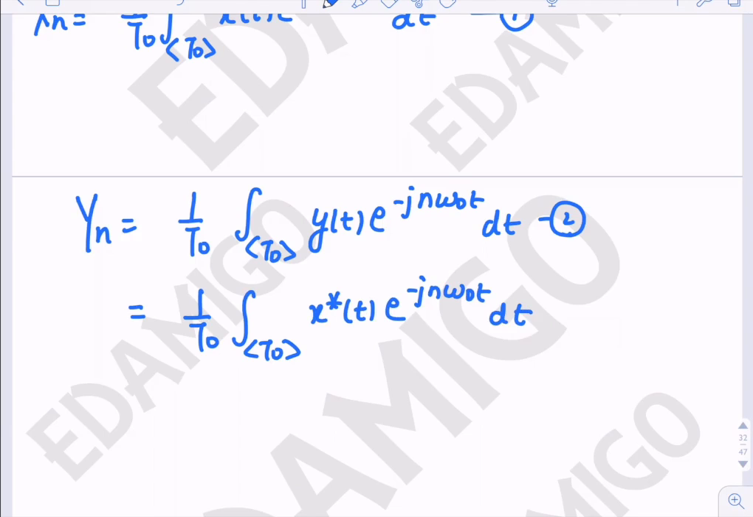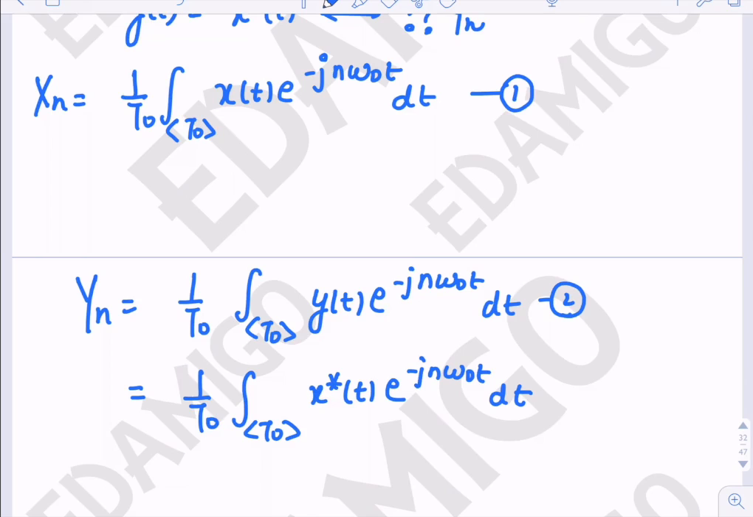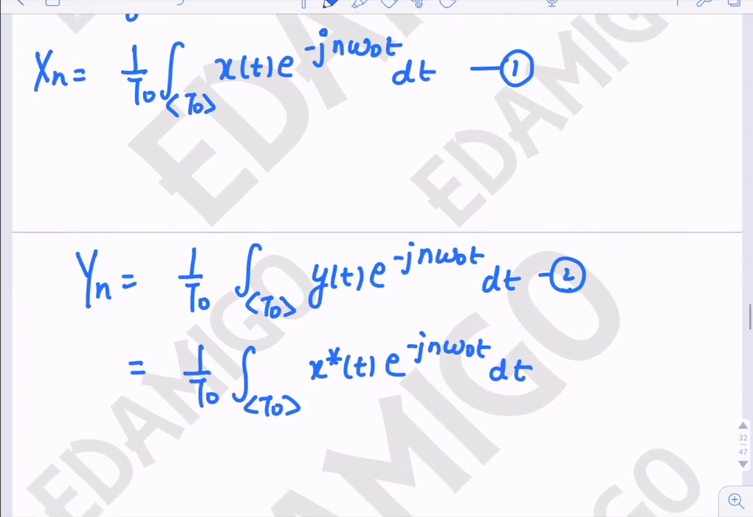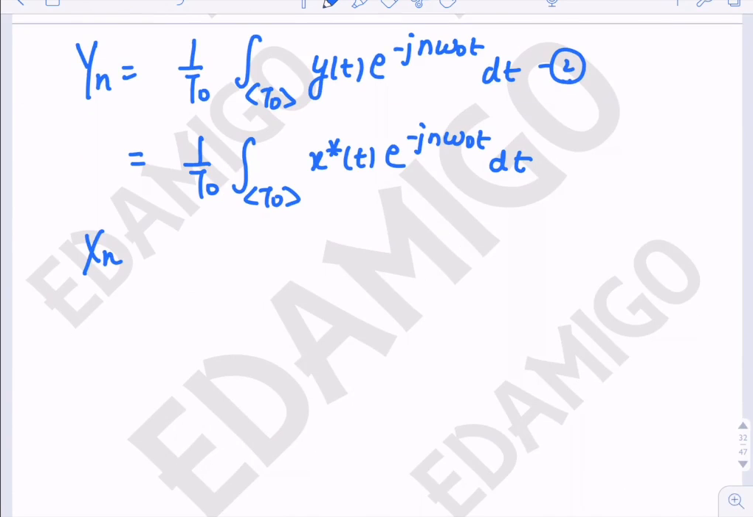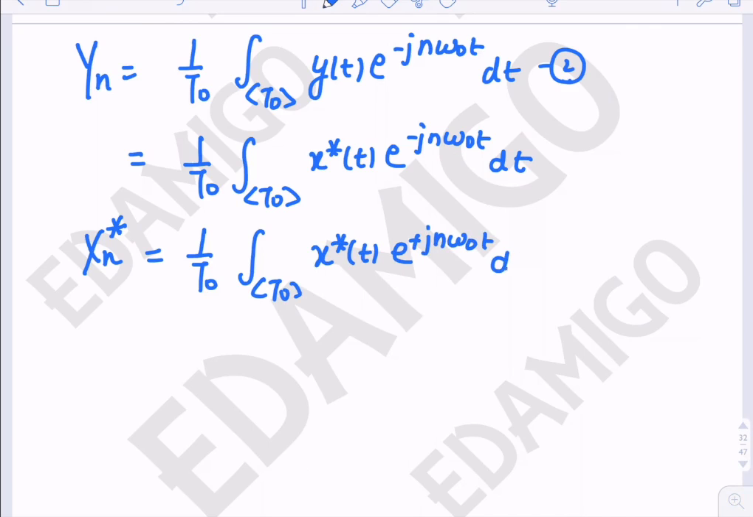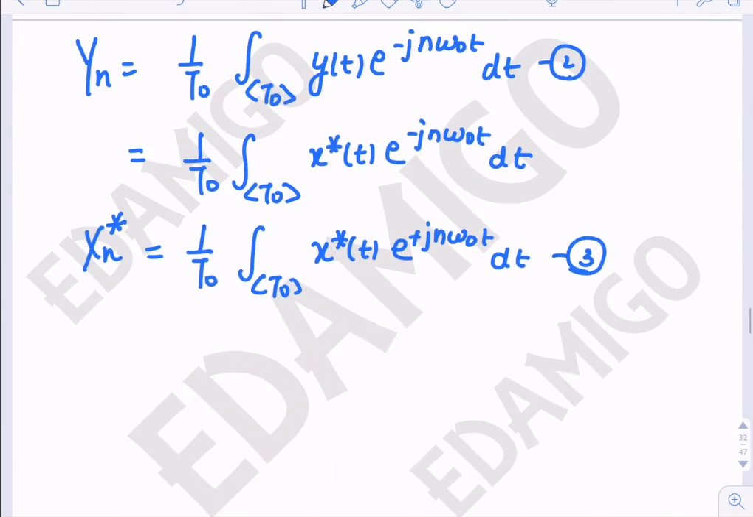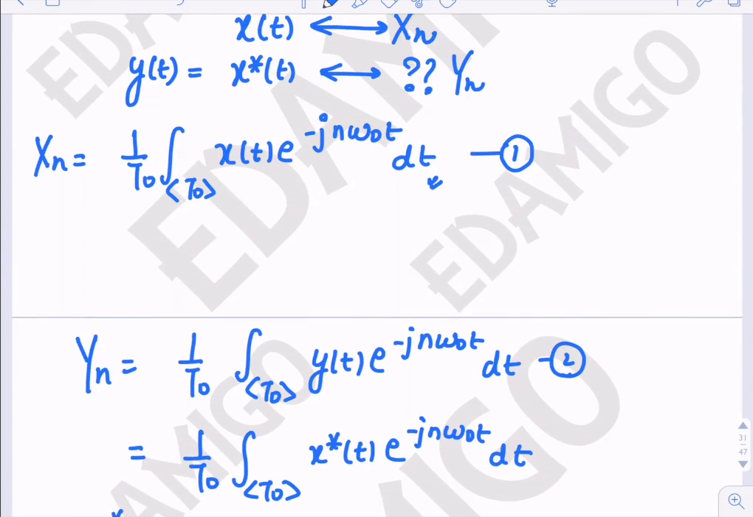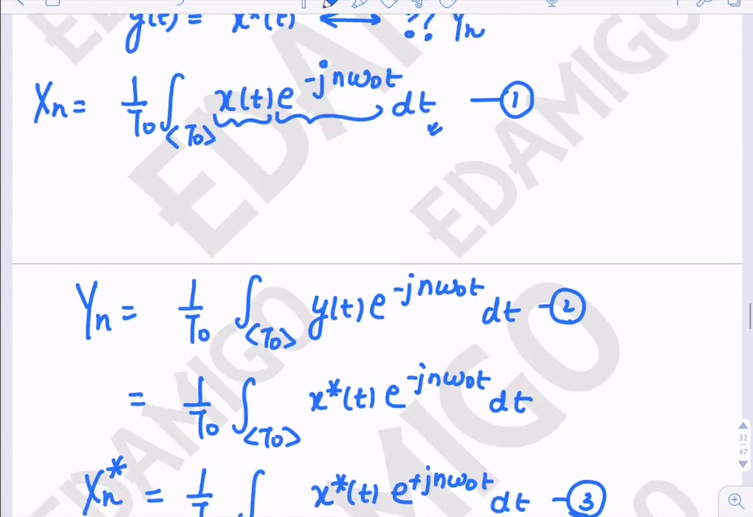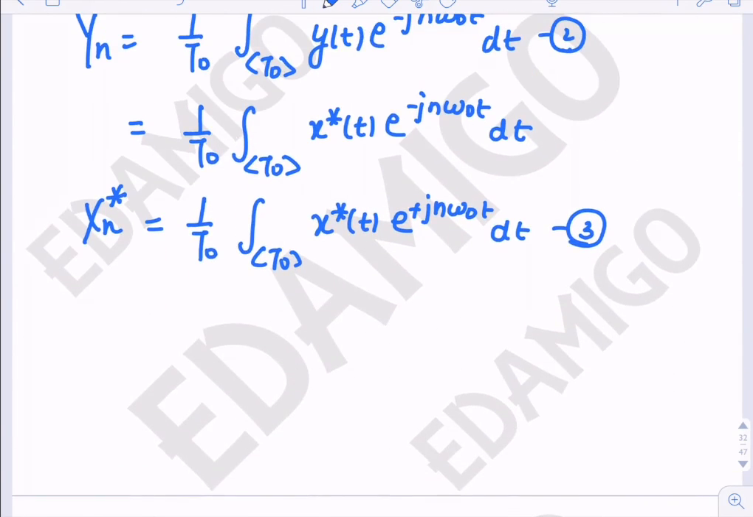Okay, now let us conjugate both sides in equation number 1. So in equation number 1 we are conjugating both sides, so we will get equation number 3. So by conjugating both sides on equation number 1, we will get equation number 3. If we conjugate here, we will get a plus sign in the power. If we conjugate here, we will get a conjugate sign on xt. Now this is equation number 4.